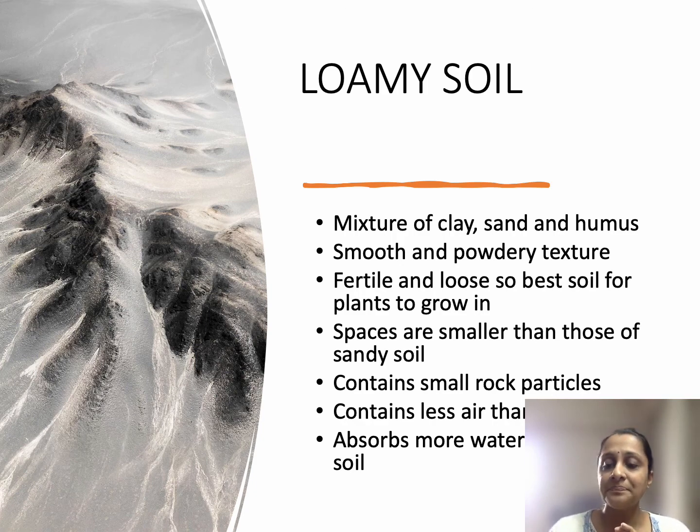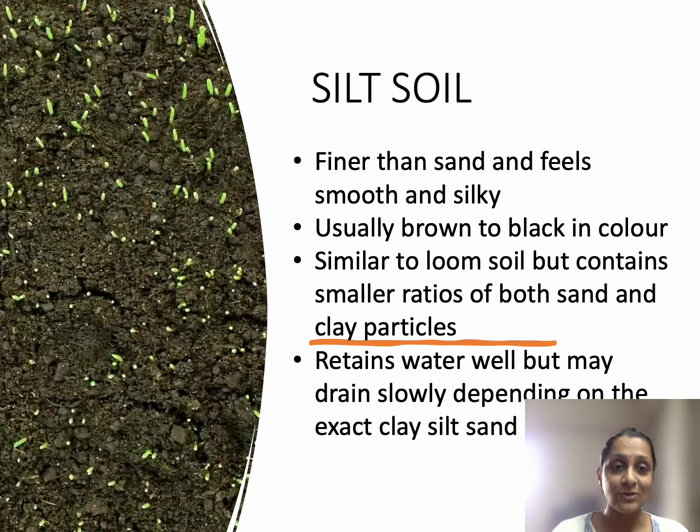Then you have the next one, that is silt soil. This one was the dark one that we were talking about. This is the fourth soil, which is again very fertile. It has finer particles. They are finer than sand and it feels very smooth and silky. It is brown to black in color.